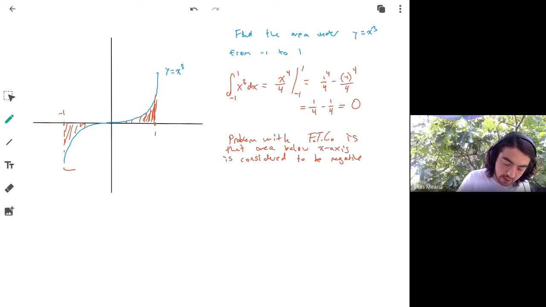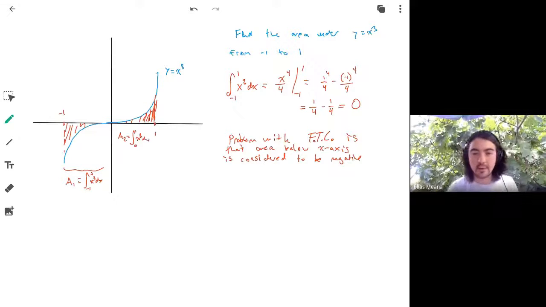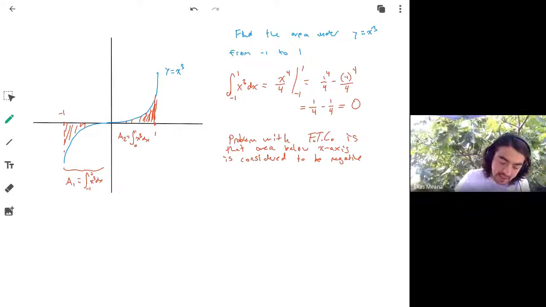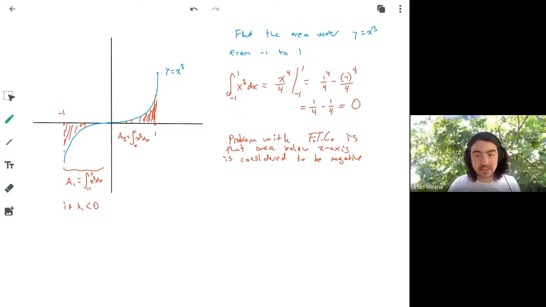We'll call this area 1 by taking the integral from -1 to 0 of x cubed dx. I'll call this area 2. This is the integral from 0 to 1 of x cubed dx. All right, so I can find each of these areas individually, and then I would say if a1 is negative, so I'll say if a1 is less than 0, sorry, I know I'm keeping you guys a little bit later, right? If a1 is less than 0, just make it positive, right?